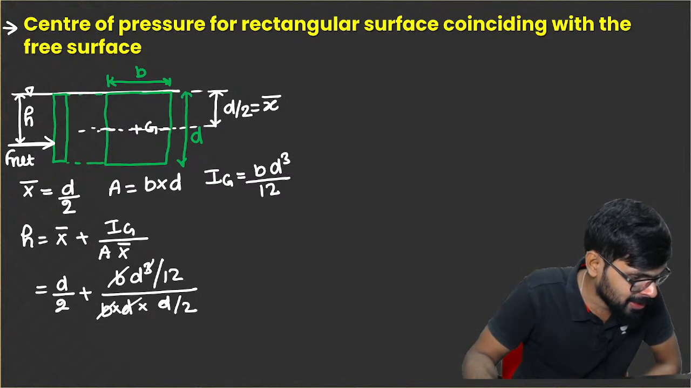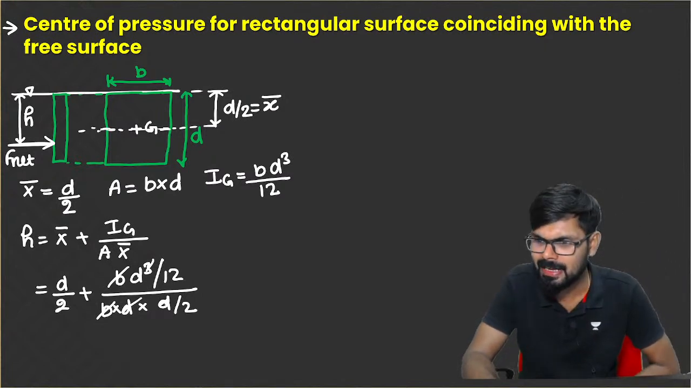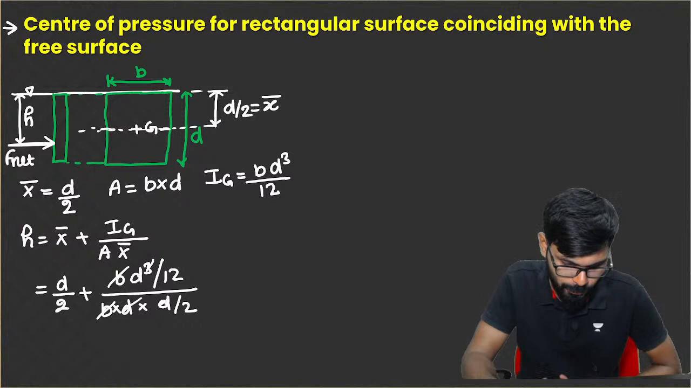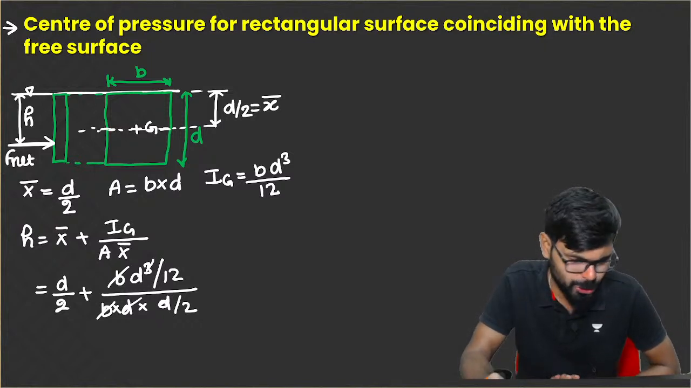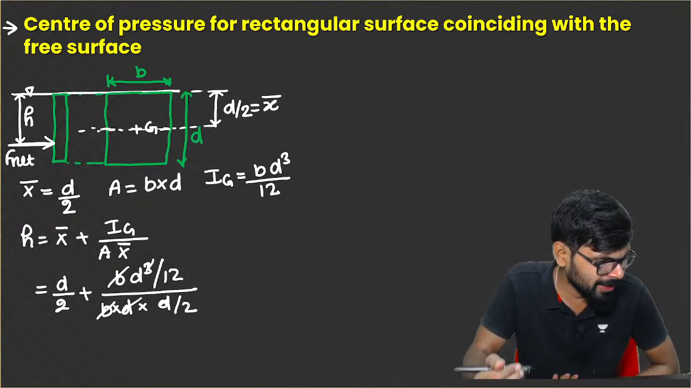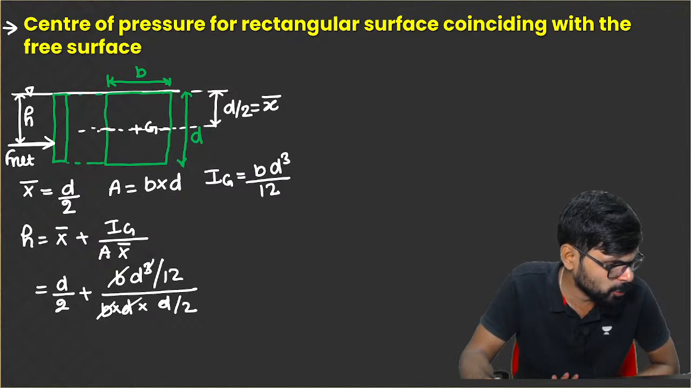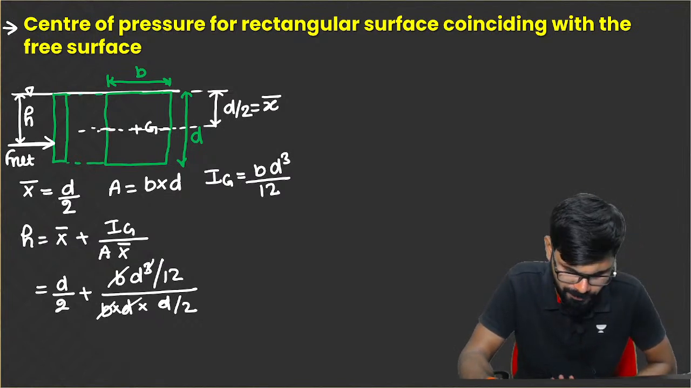Study again. Is BD by 36 coming? What H value is coming? B is already cancelled. Study again. 2.0. Kalam, tell me the answer.